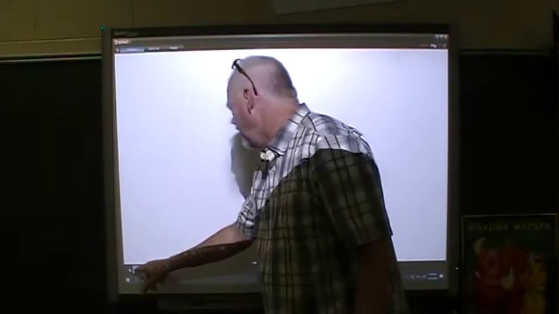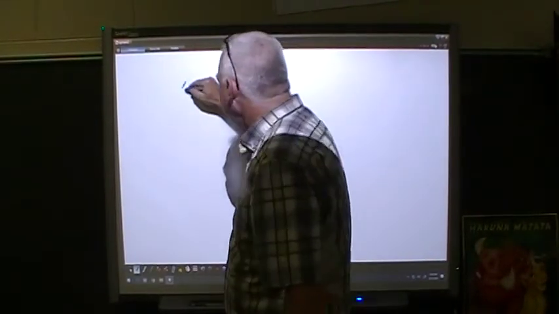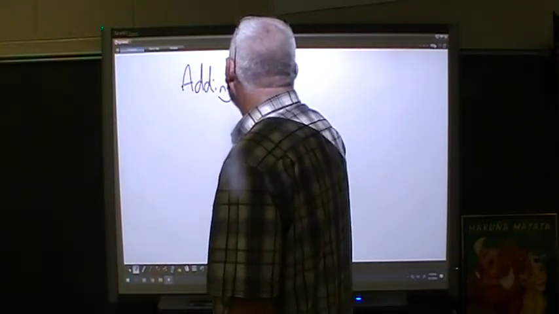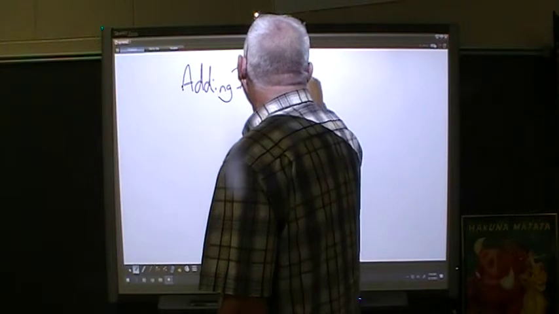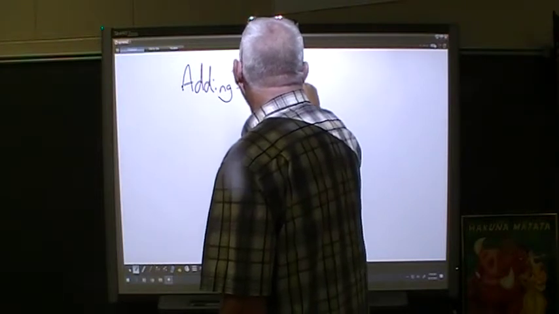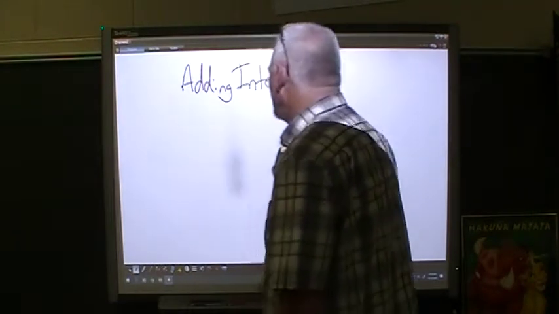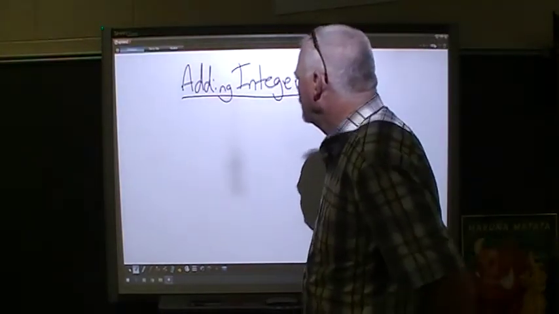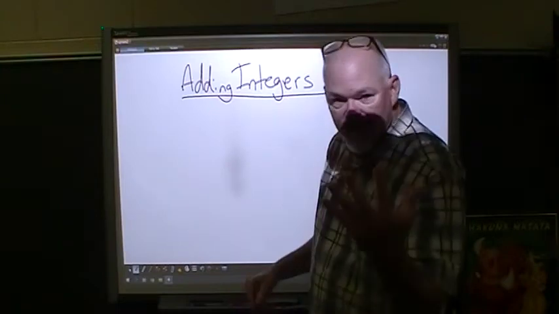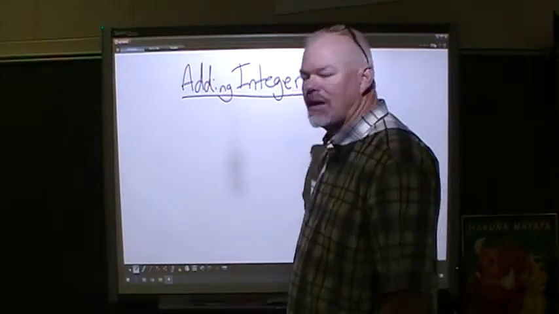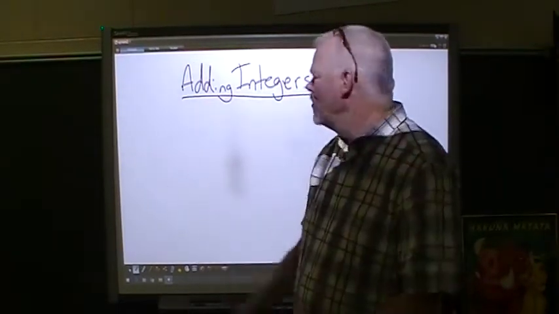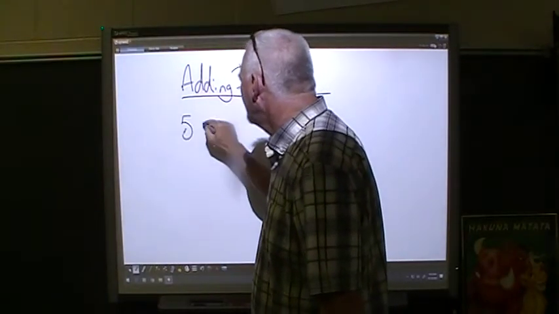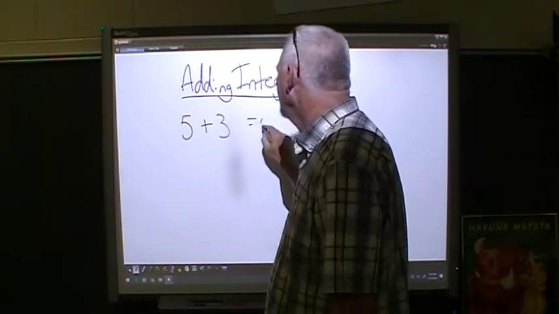So let's go ahead and get started here with adding integers. That's an E. Adding integers. Okay. So let's start with little numbers. No sense going crazy here, you know. Just watching now. Watch and listen. All right. We're going to see that there's patterns in math. Patterns show up all the time. So let's pick the same numbers here. Let's do 5 plus 3. All right.